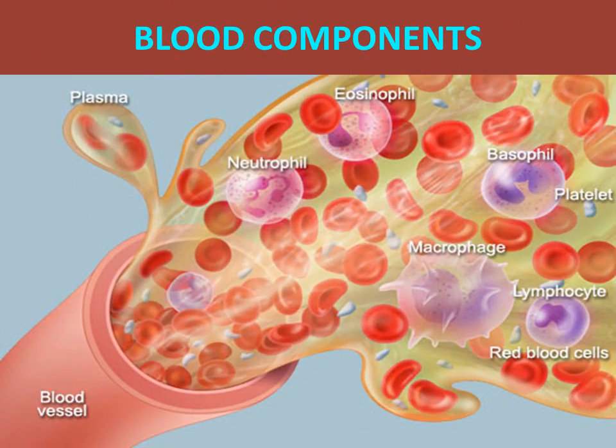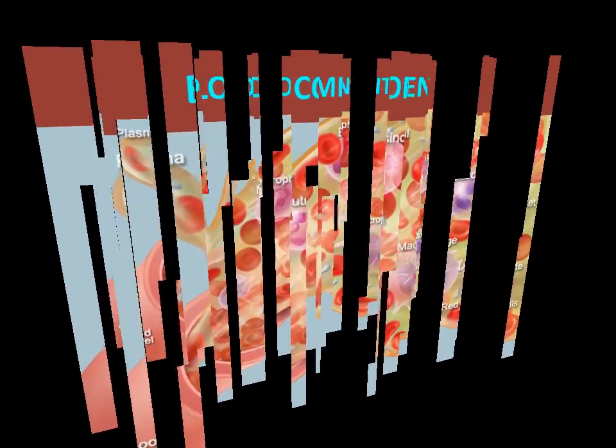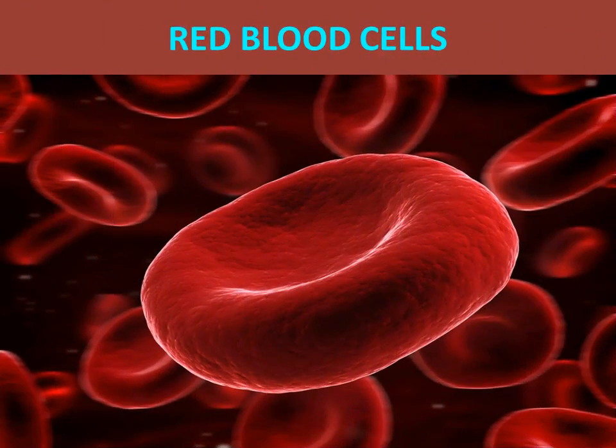Blood components. So basically there are 3 blood components. Number 1 is red blood cells, number 2 is white blood cells, and number 3 is platelets. So now we will learn about red blood cells.